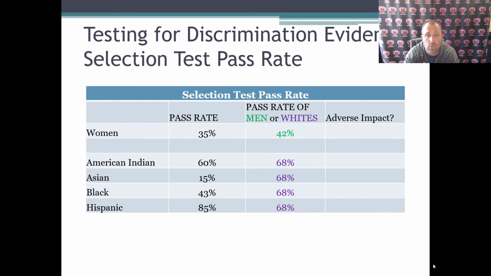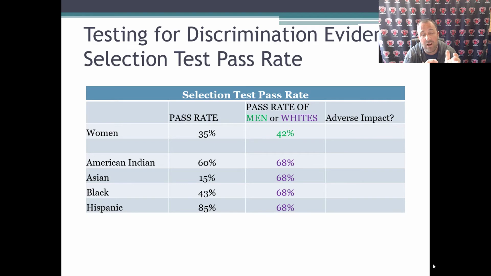The pass rate for white. So we always compare majority group to minority group. And that's legal majority, not numerical majority. So I don't care if you have 90% women and 10% men in your company, this test is the same. It has to do with the Civil Rights Law 1964, and then the Uniform Guidelines on Employee Selection Procedures in 1978.